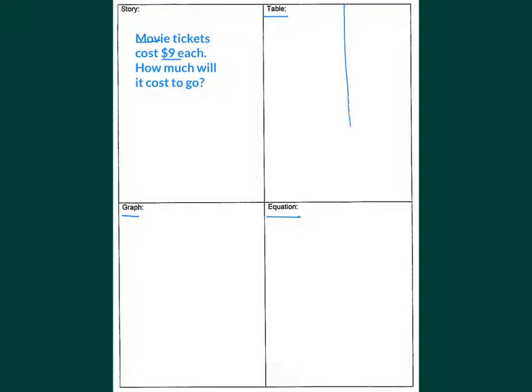For the table, you would want the number of tickets compared to the dollars you spend. One ticket would be $9, 2 tickets, $18, 3 tickets would be $27, 4 tickets would be $36, and so on.